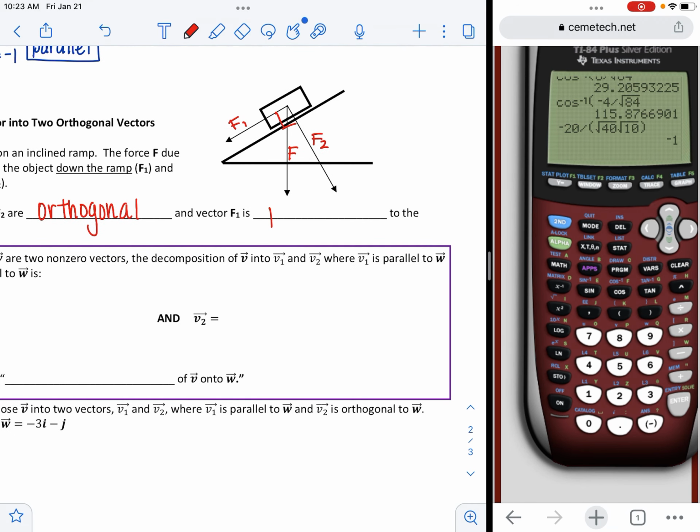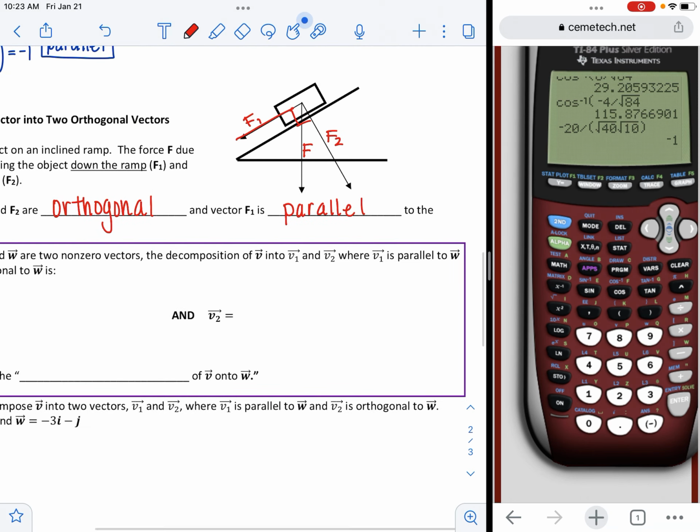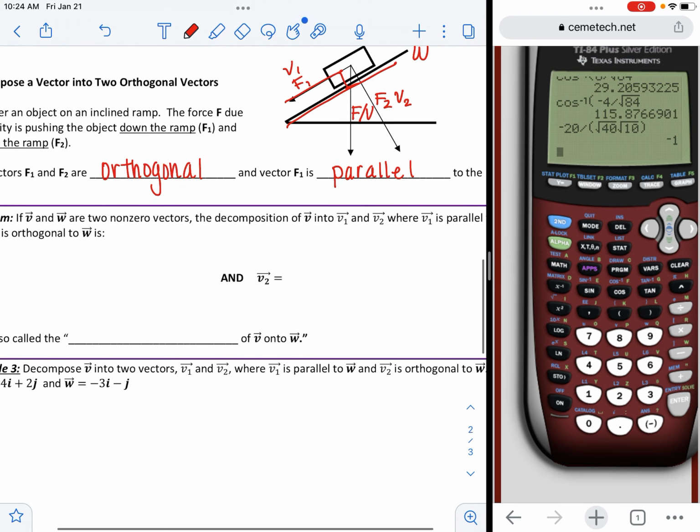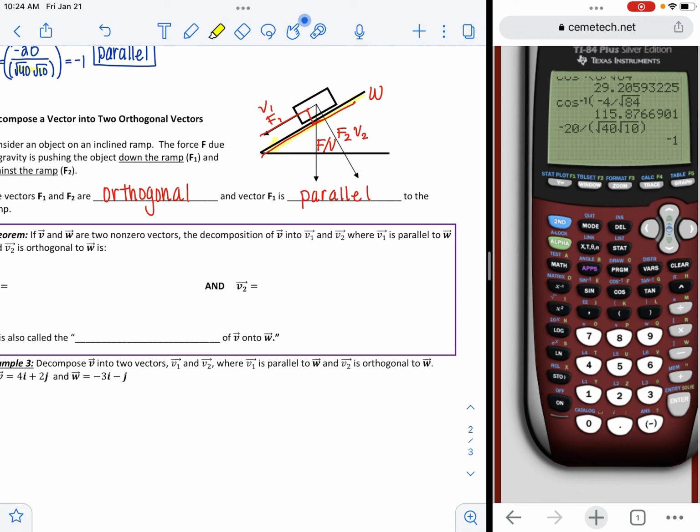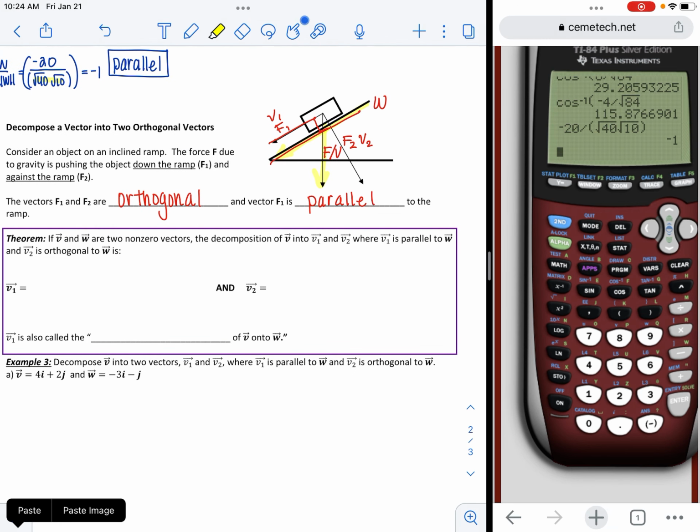And the vector F1 is parallel to the ramp. Also, the ramp I'm going to call a vector W. The reason I'm calling it vector W is because in the formula, instead of F's, they use V's. So it's V1, V2, and this is V. All right, so if you have two vectors, v and w, you might ask what vectors I'm talking about. There are so many letters going on right now. This is w, and this is v right here. So you have the force, and then you have the ramp.